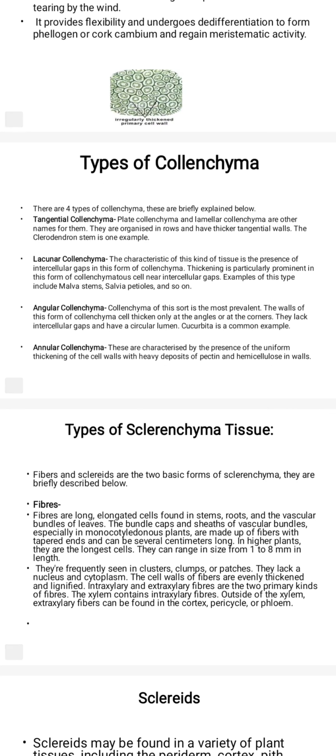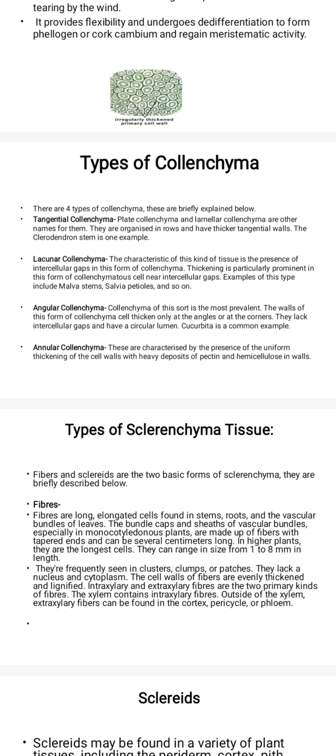Collenchymatous tissue also has some types. There are four types of collenchyma. These are briefly explained: tangential collenchyma, lacunar collenchyma, angular collenchyma, and annular collenchyma. Depending upon the thickenings of the tissue, these types of collenchyma are given their names. If there is a tangential thickening, it is tangential collenchyma; plate collenchyma and laminar collenchyma are other names for it.